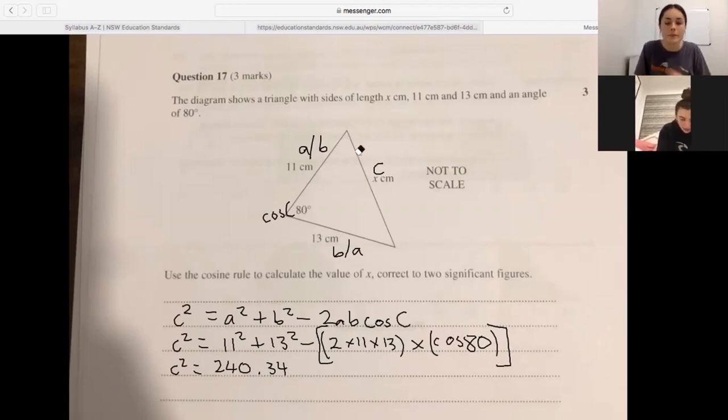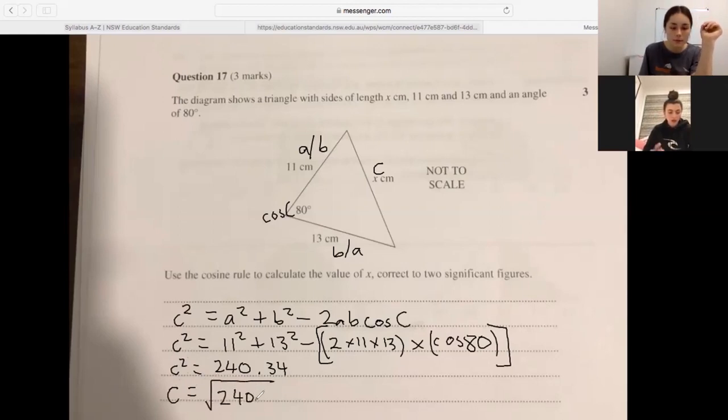Did you get 240.3? Okay, cool. But we have to do one more thing. Have a look. Is C by itself? Or is there a square attached to it? Not C, C squared. So we have to get C by itself, which means we have to get rid of the square. So you have to do the square root of 240.